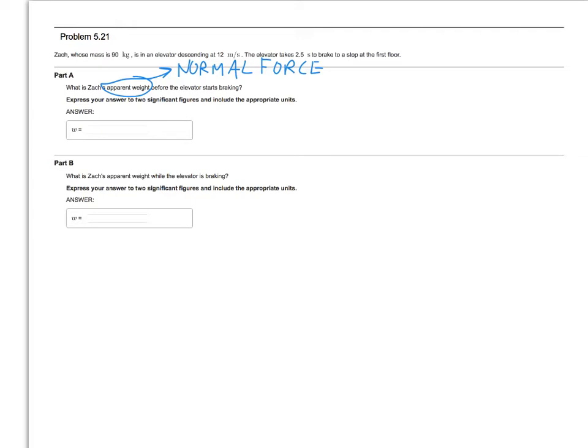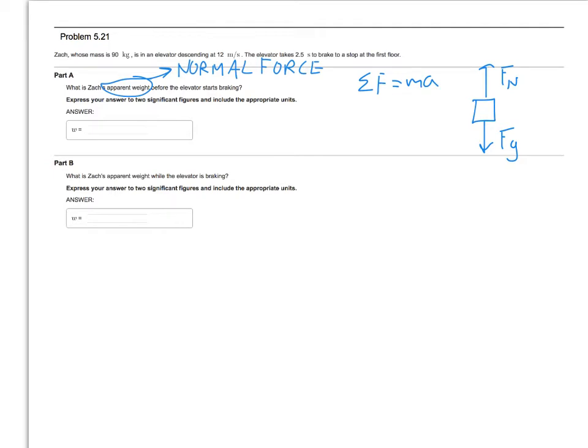First thing I'm going to do here is draw a free body diagram for a person standing in an elevator, and we're thinking again about the forces on the person. So we have the normal force from the floor of the elevator, and we have the force of gravity acting on the person. And I can think about this, sum of the forces is equal to ma.